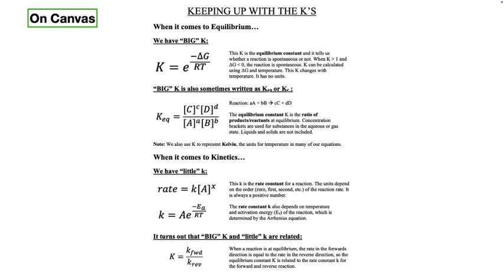So you need to be aware of these things and when you should be using them and when you should not be using them. Some things to point out. When we look at our big K, what are the exponents? Where did the exponents come from?